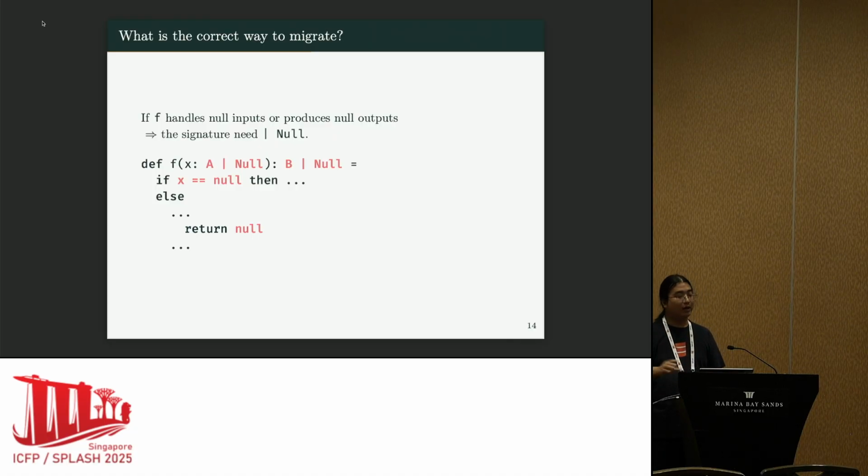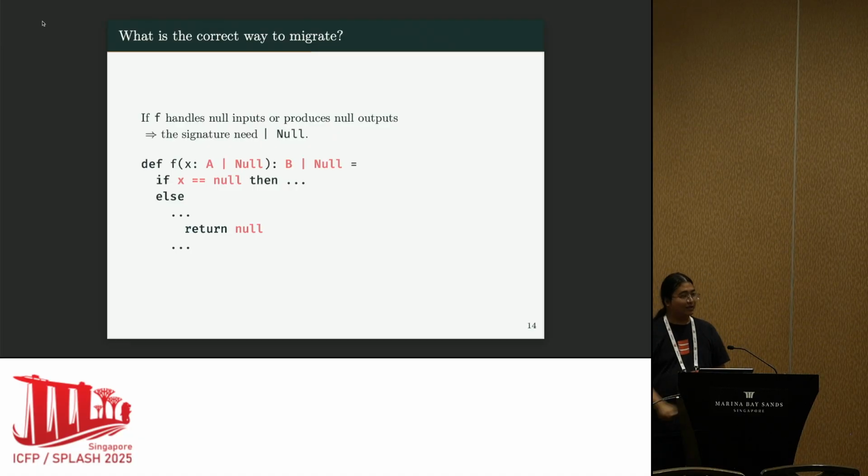By looking at the body of the function, if your logic depends on the nullability of the parameters and you are doing things differently depending on the nullability, and you are also returning null in some of the branches or in some cases, then, for example, in this case, you should update the type of the parameter and the result type to nullable types.